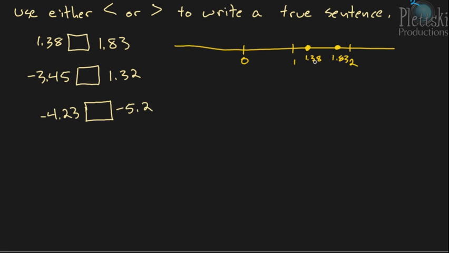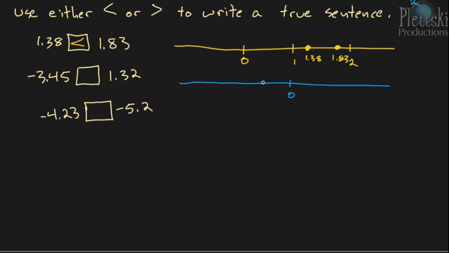And you'll see that 1.38 is closer to 0, so it's actually less than 1.83. So we'll put less than. 1.38 is less than 1.83. Okay, this next one, negative 3.45 and 1.32.